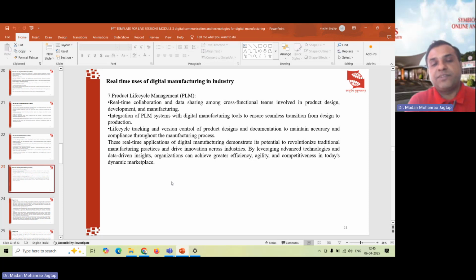These real-time applications of digital manufacturing demonstrate its potential to revolutionize traditional manufacturing practices and drive innovation across industries. By leveraging advanced technologies and data-driven insights, organizations can achieve greater efficiency, agility, and competitiveness in today's dynamic marketplace.